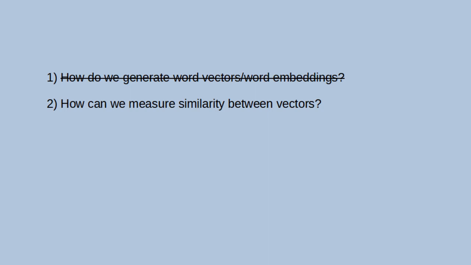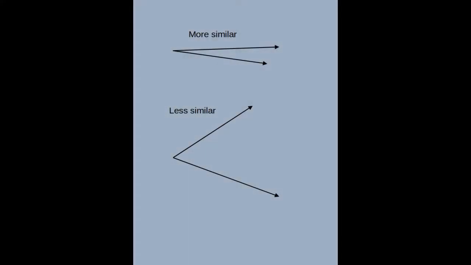So for the second question, how can we tell if two vectors are similar? One way, and it's not the only way, is to look at the angle between the vectors. The smaller the angle between the vectors, the more similar they are. The larger the angle, the less similar they are. And so, therefore, if we find two vectors that have a small angle between them, we can sort of surmise that the words are similar in meaning.